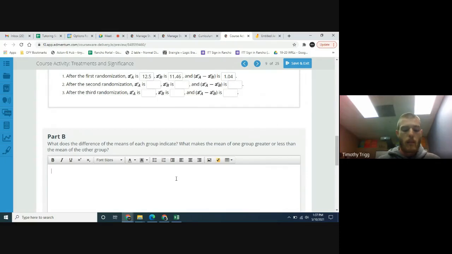Okay, so if one group has a higher mean than another group, then we know that the group with the larger mean had larger numbers in its sample, on average.